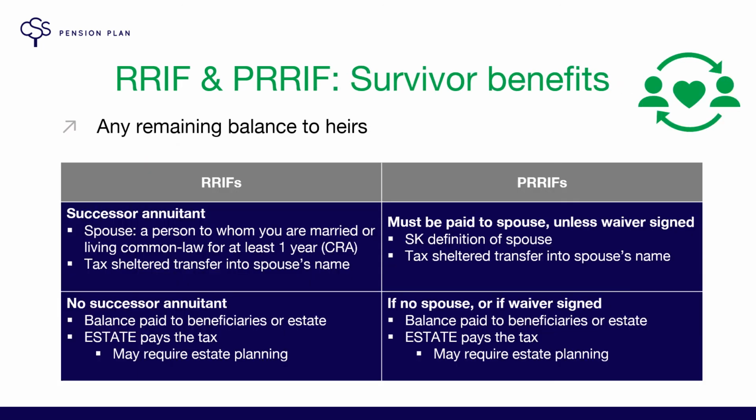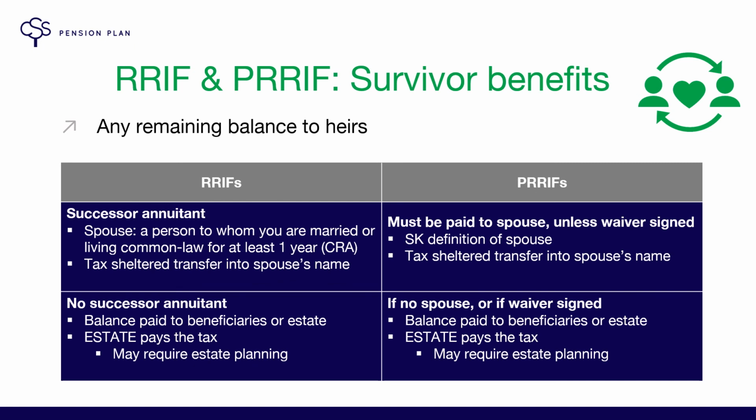Like variable benefit payments, whatever money is left in your RIF or PRIF account when you pass away will go to your heirs. With the RIF, if you have a spouse as defined by the Canada Revenue Agency, and if he or she is named the successor annuitant, then it is a tax-sheltered rollover to your surviving spouse upon your death. If you don't have a successor annuitant, then it's a taxable lump sum to your named beneficiaries or estate upon your death. However, please keep in mind that it doesn't matter who gets the remaining funds. The estate pays the income tax on the remaining funds even if the funds go to named beneficiaries. So this may require some special estate planning to ensure the estate has sufficient funds to pay this income tax.